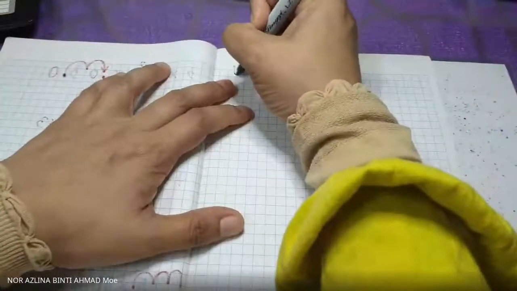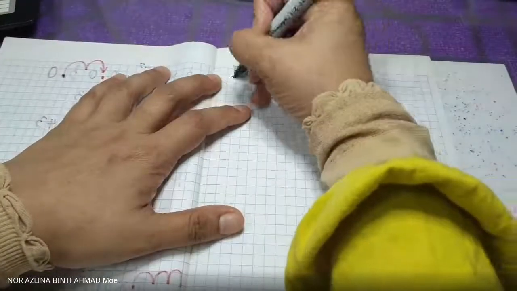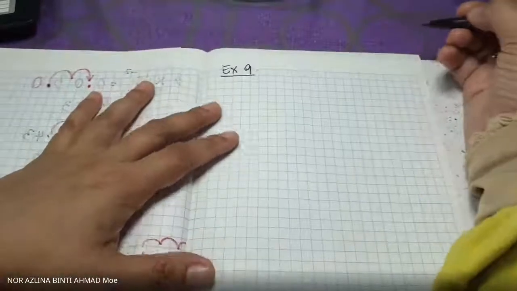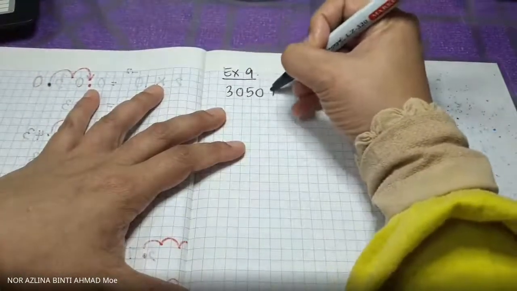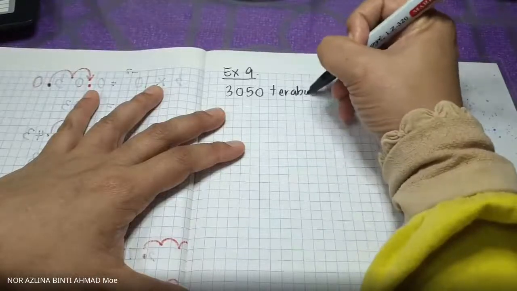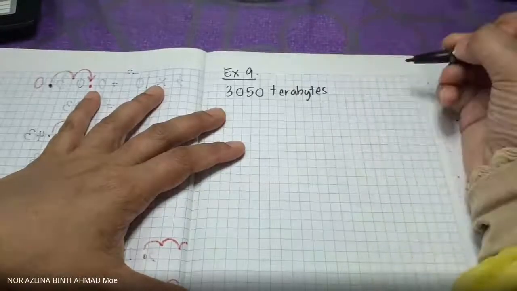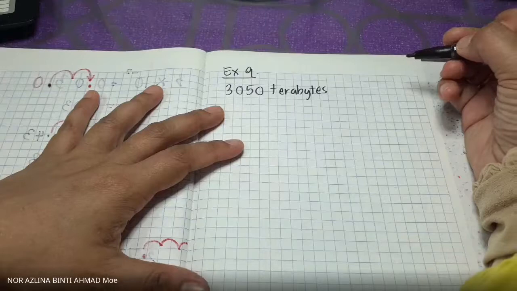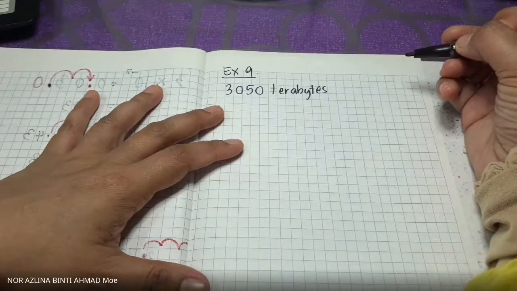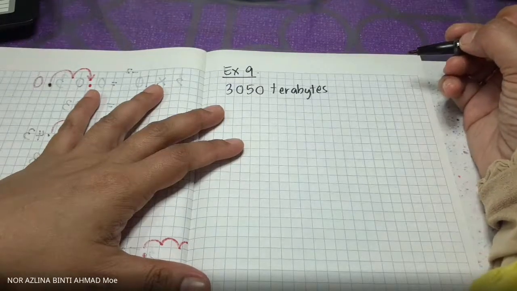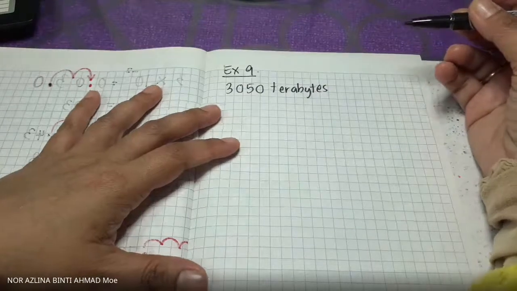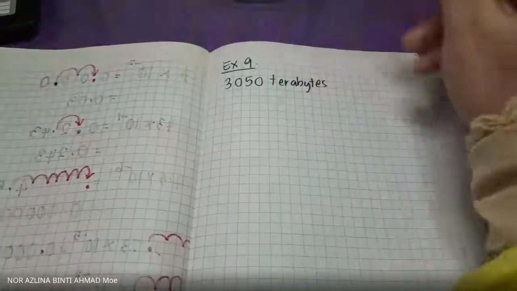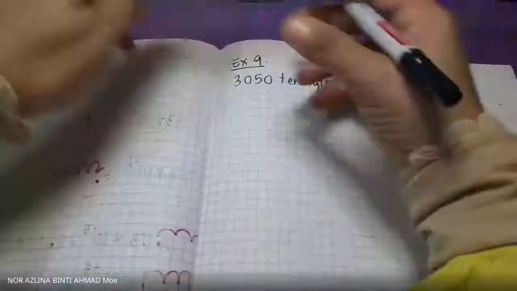Example 9. Determine 3050 terabytes in bytes. State the answer in standard form. Okay, terabyte in byte. Okay, tera. What is the meaning of tera?